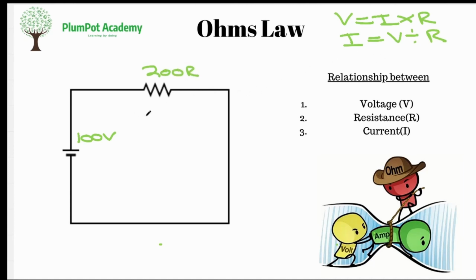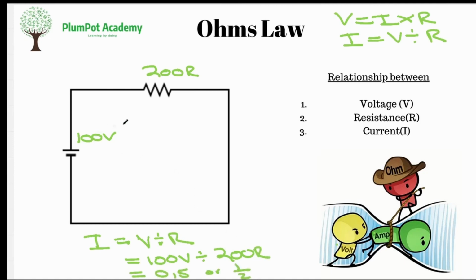We expect the current to decrease because this little man's getting strong and my current can't go that fast. So let's see if the formula actually matches what we think. So I is equal to my voltage divided by my resistance. My voltage is 100 and my resistance is 200. So 100 divided by 200 is 0.5 or a half.